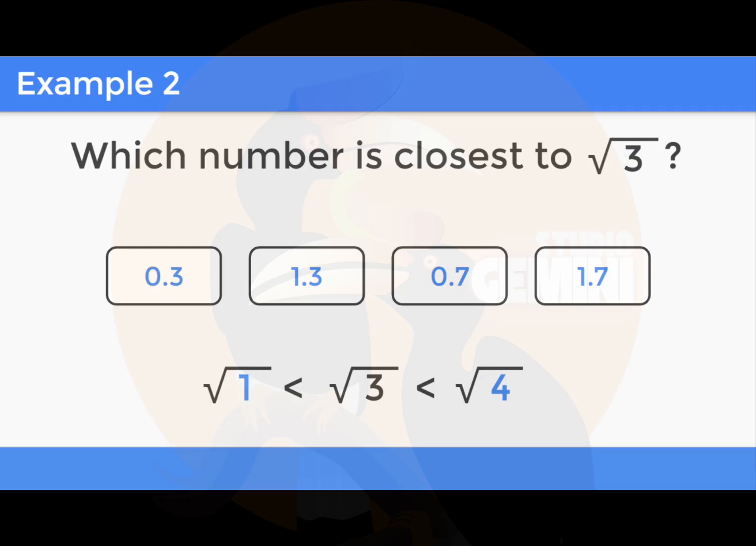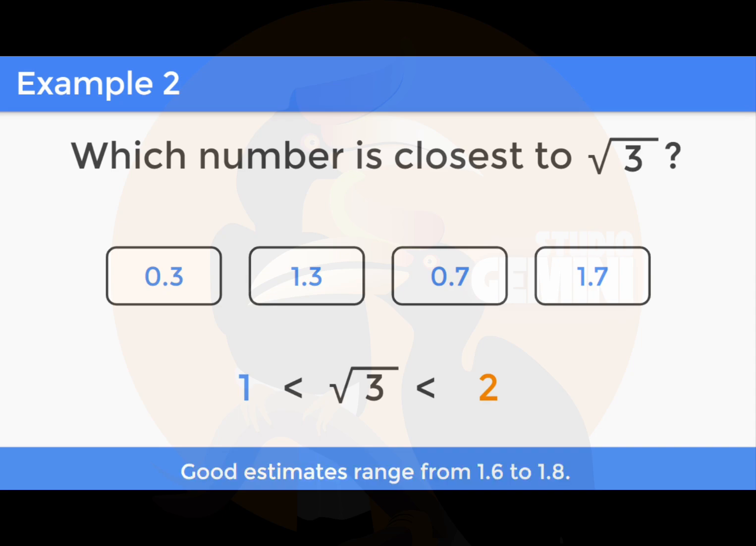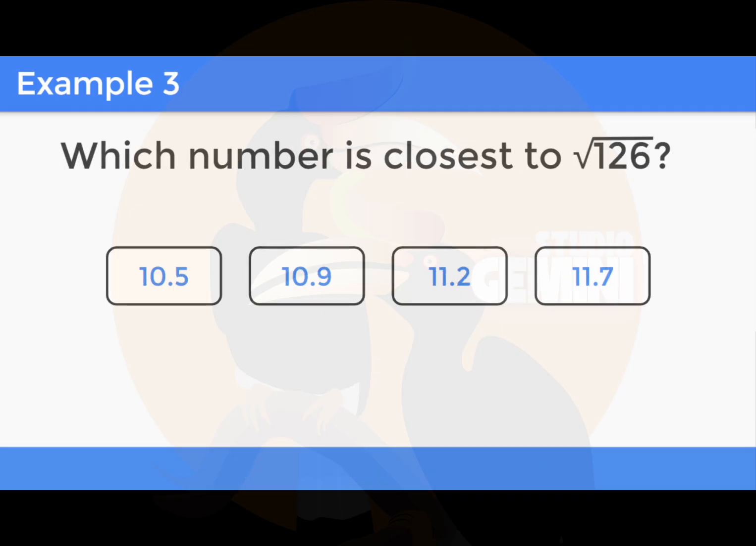Now, in order to estimate the decimal value of the square root of 3, we need to determine whether 3 is closer to 1 or 4, or if it is approximately in the middle of these two numbers. Now, 3 is a bit closer to 4 than it is to 1, so the square root of 3 is slightly closer to the square root of 4 than it is to the square root of 1. Now, when we take the square root of 1, we will get 1, and the square root of 4 is 2. Good estimates that are between 1 and 2, but a little closer to 2, can range from 1.6 to 1.8. Now, taking a look back at our choices, 1.7 is going to be the closest to the square root of 3.